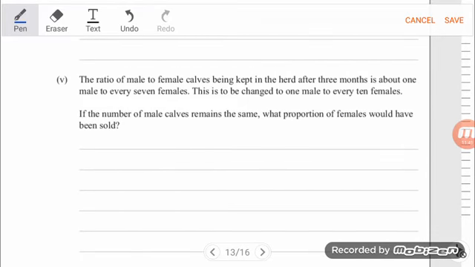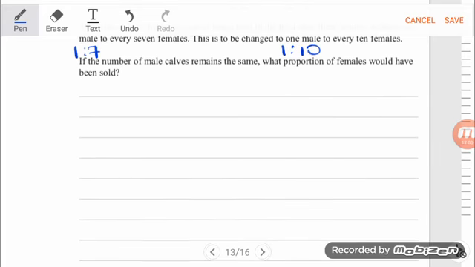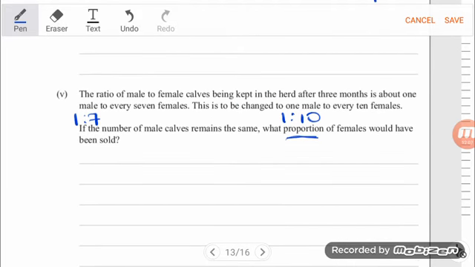The ratio of male to female calves being kept in the herd after 3 months is about 1 male to every 7 females. So 1 to 7, that's the ratio. This is to be changed to 1 male to every 10 females. If the number of male calves remains the same, what proportion of females would have been sold altogether?